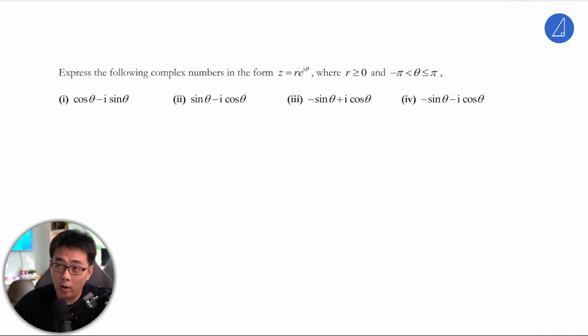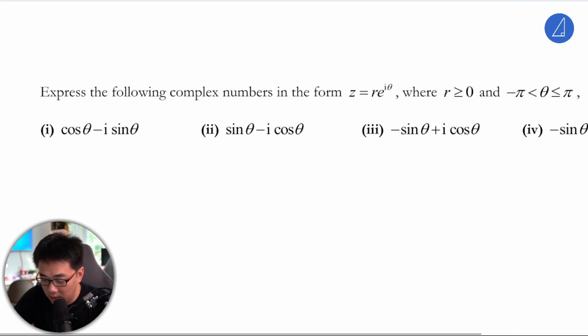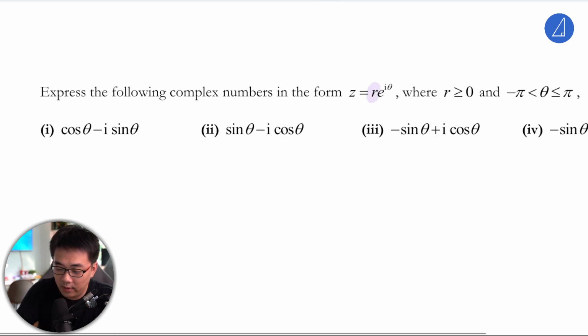Hi students, let's look at this question, which is a common question and a common misconception that we need to address. It is to express the following complex number, given in terms of cosine theta and i sine theta, into the form z equals r e^(i theta). The first thing to understand is that r has to be positive. R is always a positive real value.